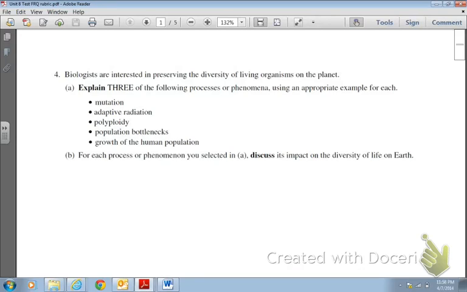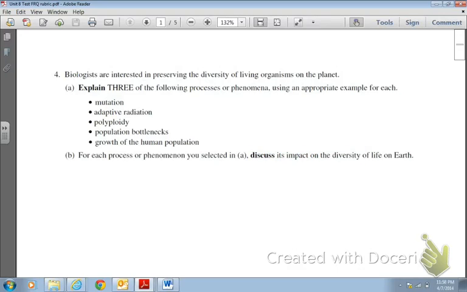I need to define them. I need an example. A lot of you didn't include an example. You didn't read the question clearly. Okay, and then you also need to discuss its impact on diversity. Did it increase diversity or did it decrease diversity?